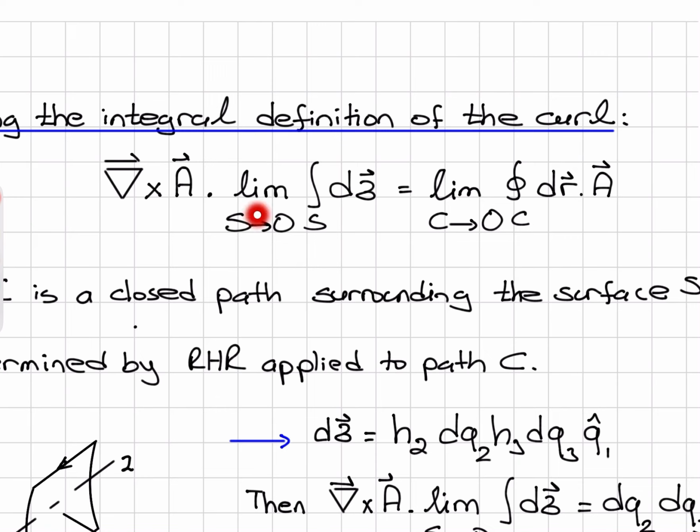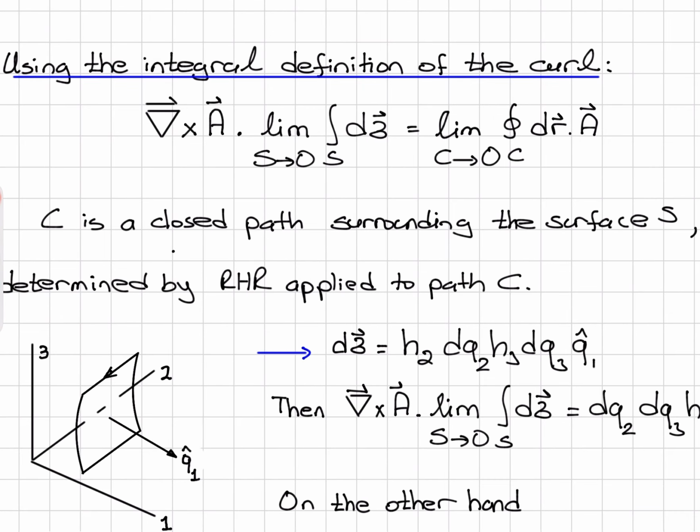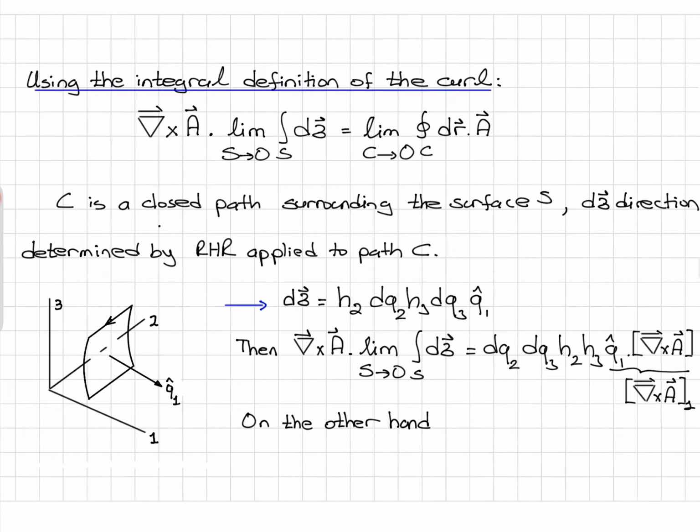Curl A dot the limit as S goes to 0 of the surface integral of d sigma is the limit as the contour C goes to 0 of the closed contour integral dr dot A. So we're looking at the differential limits. C is a closed path surrounding the surface S, and the d sigma direction is determined by the right-hand rule applied to the path C.